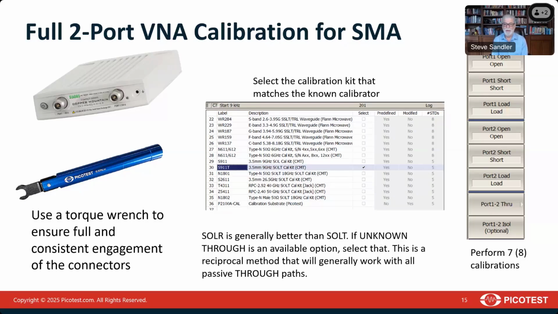The calibrator that I showed in the previous picture was an S911T. That's a 3.5 millimeter 9 gigahertz calibrator. So we choose that one, and that tells the vector network analyzer what the right answers are because it has the cal kit stored for that calibrator. And we do use a torque wrench, and it's really important, especially when we make higher frequency measurements, that we use a torque wrench. We'll talk a little bit more about why soon, but that does ensure that we get the highest accuracy when we make our connections.